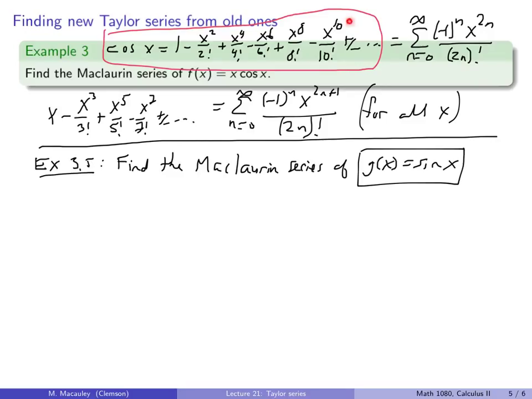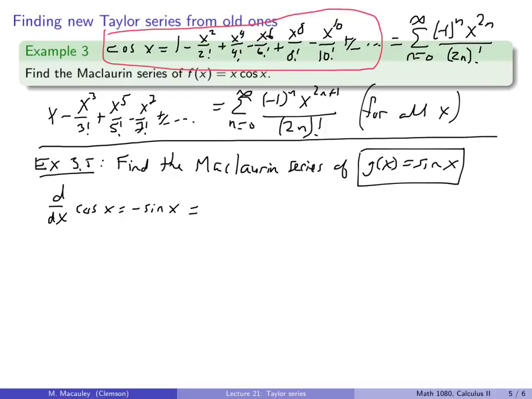So this is what cosine is, and if we take the derivative of cosine, we'll get negative sine. And so the derivative of this power series is going to be negative the Maclaurin series for sine. Okay, so let's do this. d dx of cosine of x equals negative sine of x. So let's compute this term by term.